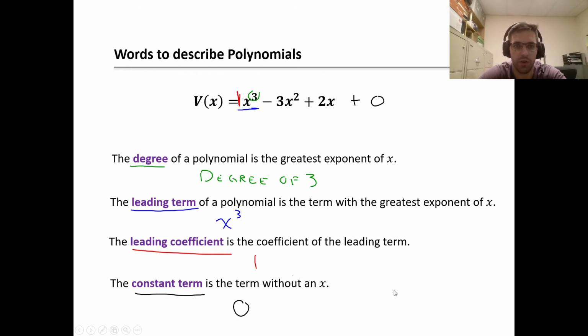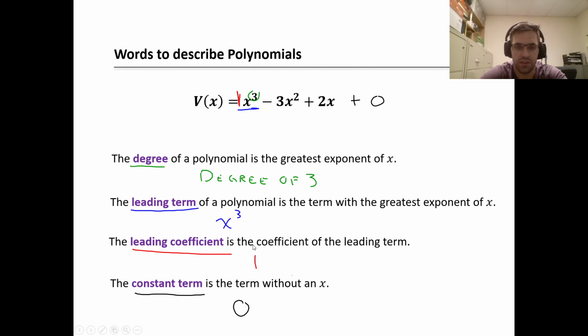Okay, some words to describe polynomials. Degree. So here's our polynomial function for our box. The degree of a polynomial is the greatest exponent of x. So with our box example, the biggest exponent on any of these x's, the exponents are 3, 2, and the invisible 1. 3 is the biggest exponent, so our degree is 3. The leading term of the polynomial is the term with the greatest exponent of x. So where we found our degree will also tell us our leading term. So x to the power of 3 is our leading term.